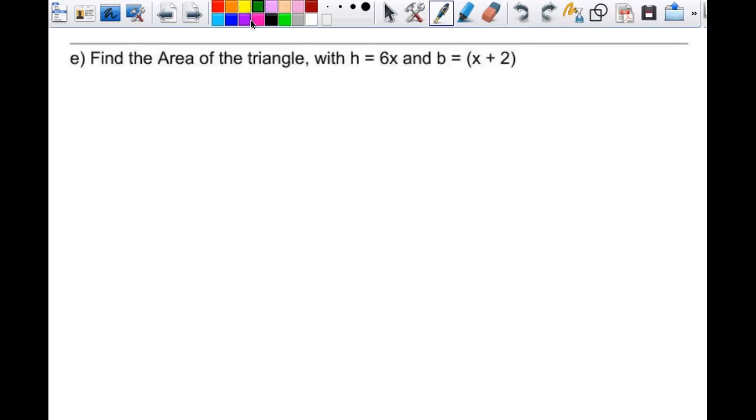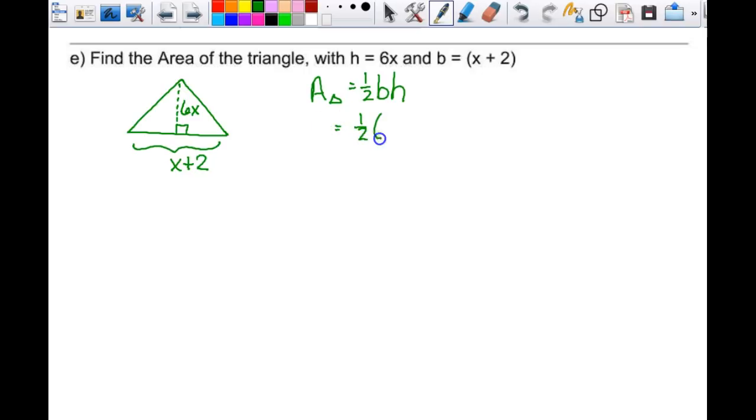All right, to review. The area with the x and the base, which is this whole thing, is x plus 2. The base and the height. Yes. So I substitute it in and I get 1/2 times 6x. So can I distribute that 1/2 into here? Yes, I can.